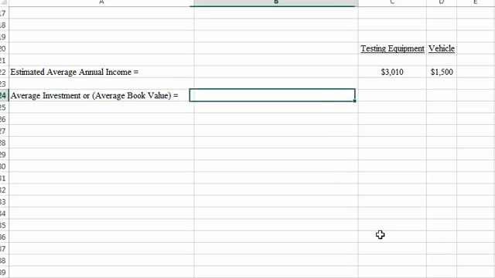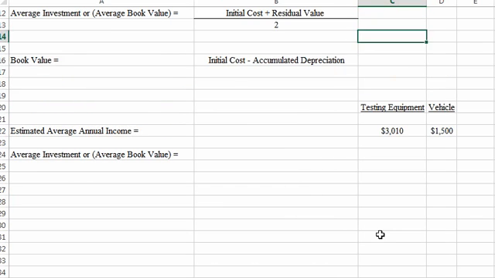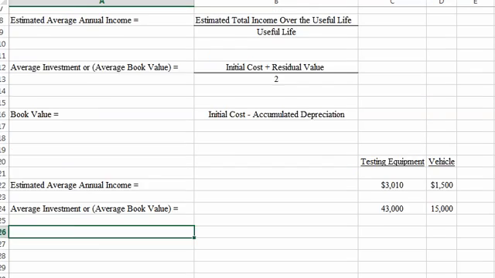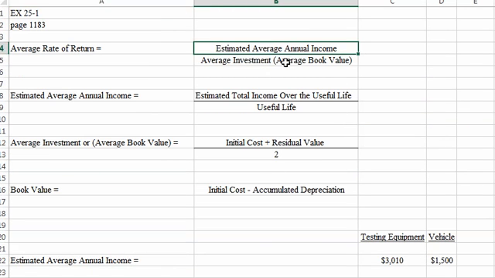Okay, our average investment or average book value then for our 2 pieces of equipment is equal to, what's the initial cost of the testing equipment, or the amount of the investment, they call it, $86,000, plus their residual value is 0. Well, you still have to add it in, divide by 2. It won't necessarily be 0 on the test though. 43,000. Okay, for the vehicle, the amount of the investment is 30,000, plus a residual value of 0 divided by 2. You get 15,000.